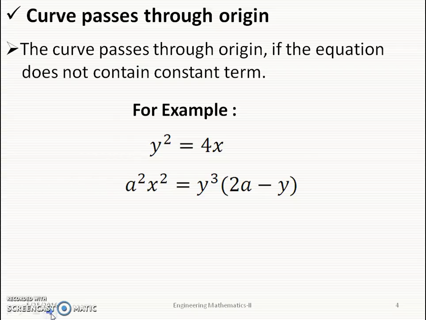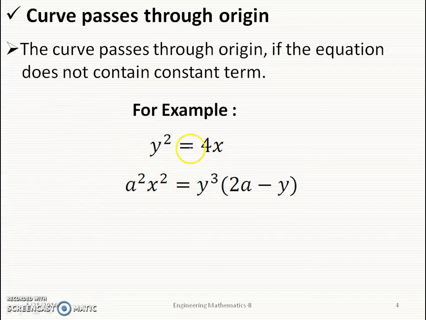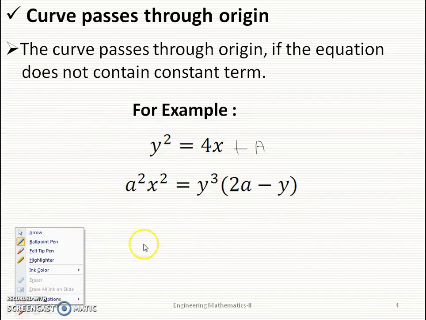The curve passes through origin if the equation does not contain any constant term within the given equation of the curve. So here are the examples. This is the first example, y square is equal to minus 4x. In this example there is no term like plus or minus e, where e is a constant. Therefore this constant term is absent here, and we conclude that this curve y square is equal to 4x passes through origin.